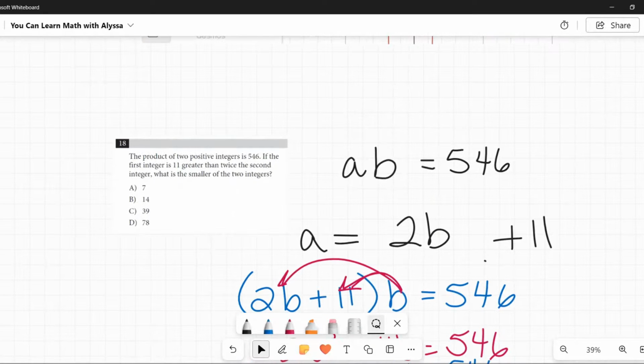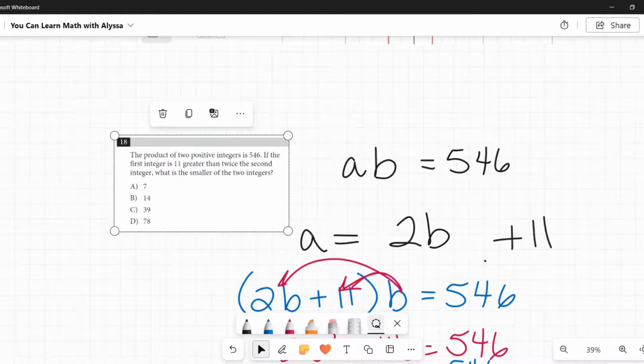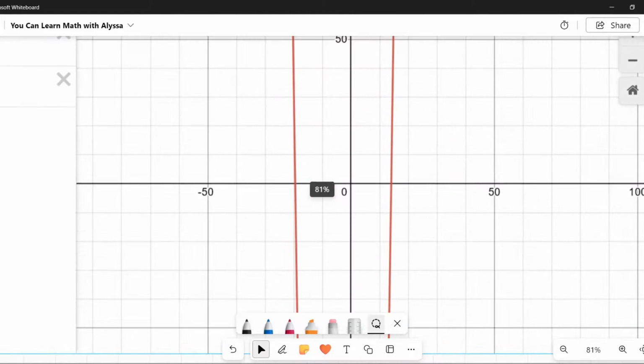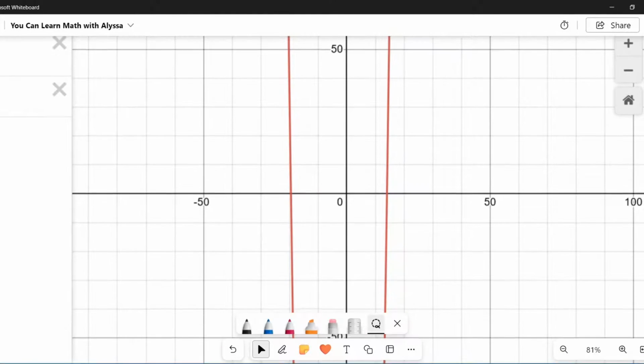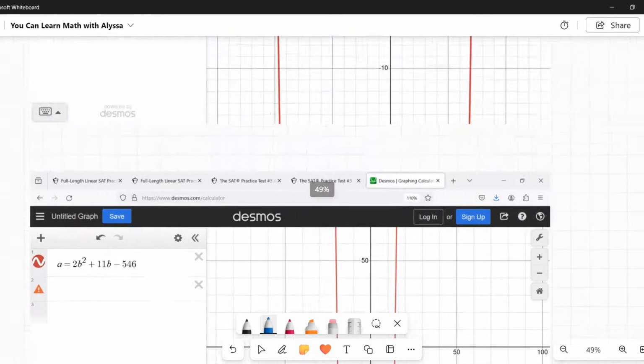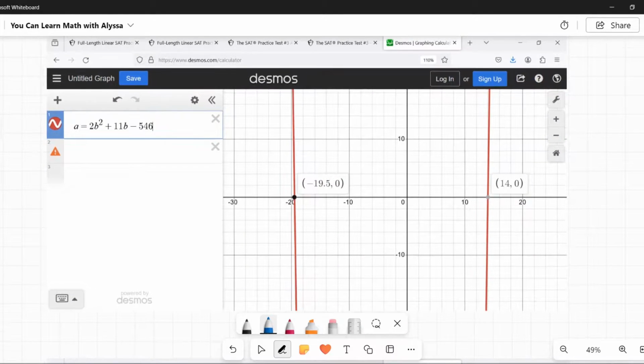Now, notice when it said the product of two positive integers, B could be either one of these. Well, could it? Because here's my 0. Yep, there we go. There's 0. So this number over here is negative. This is the only positive one. So I need to zoom in. And here's my screen grab of when I zoomed in.